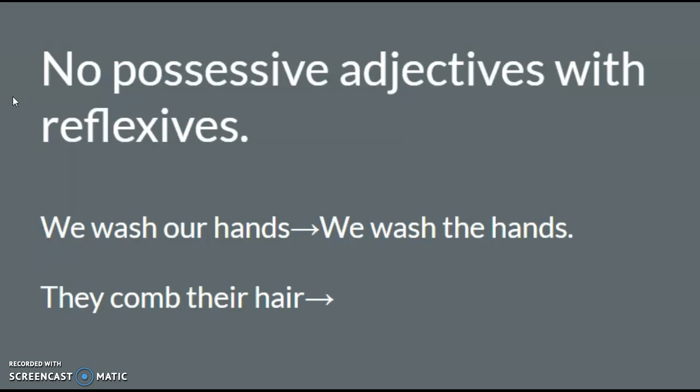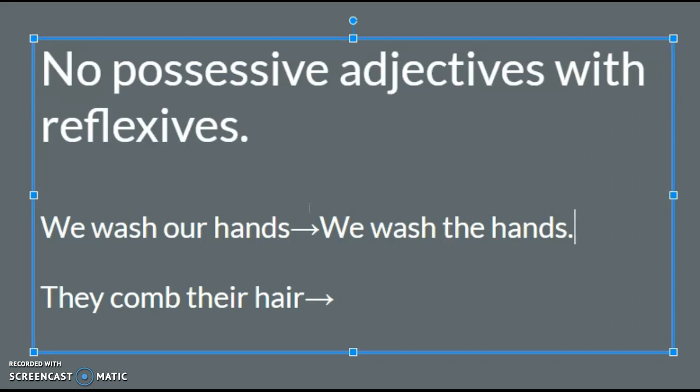Note that you do not use possessive adjectives with reflexives. So like earlier when I did the example, we wash our hands, I was really writing we wash the hands. So when I have that reflexive pronoun nos here, that is really replacing the R part. So if I were to do they comb their hair, I'd really be saying they comb the hair.